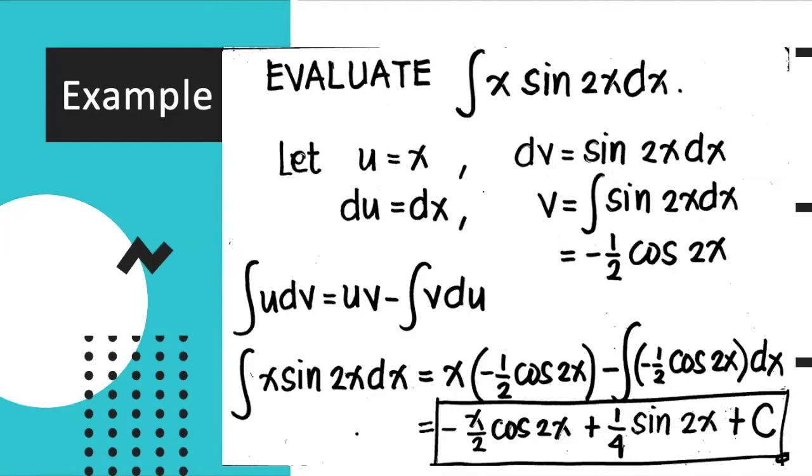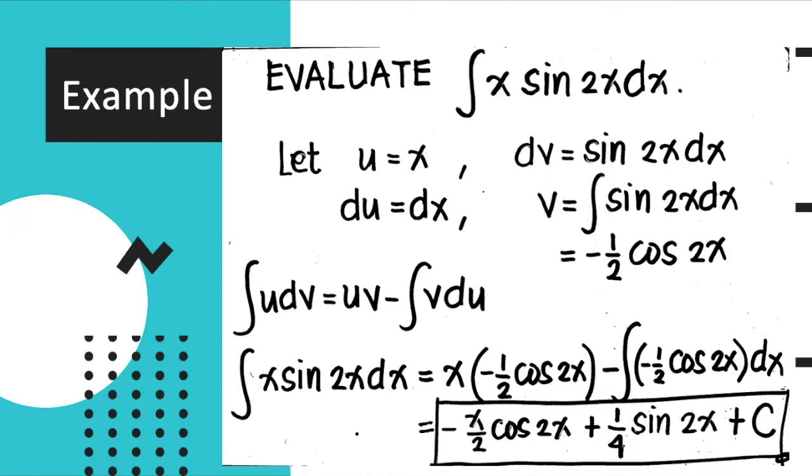Okay, let's have example number 1. Evaluate the integral of x times sine 2x dx. As you notice, there is an x here. If this x were not here, we could directly determine the integral of the function, right? But because of the presence of this variable x, it makes this integrand a little bit challenging to integrate. That is why integration by parts was devised. So we'll be utilizing integration by parts.